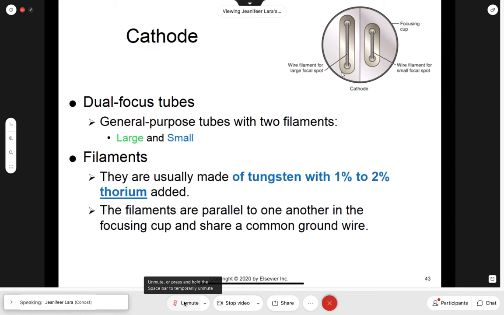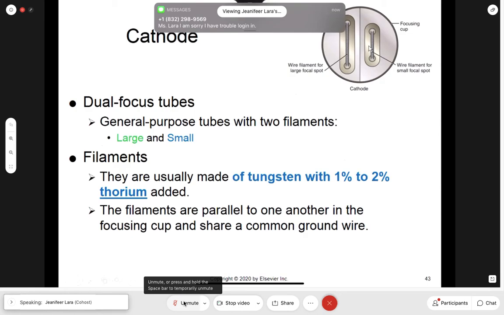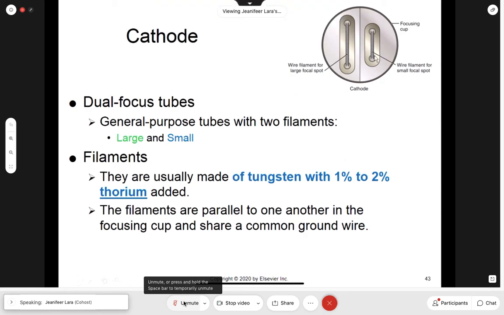However, if I keep using my small one all the time, no matter how much thorium and tungsten I have, I'm going to eventually burn out my filament. Make sense? Any questions?